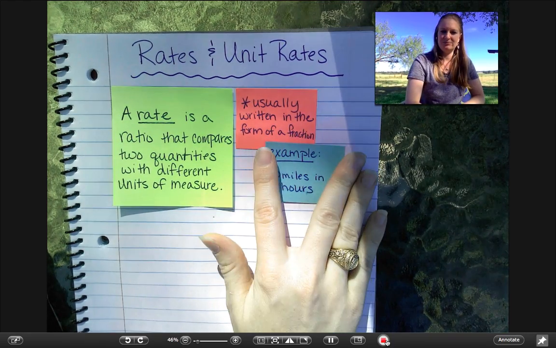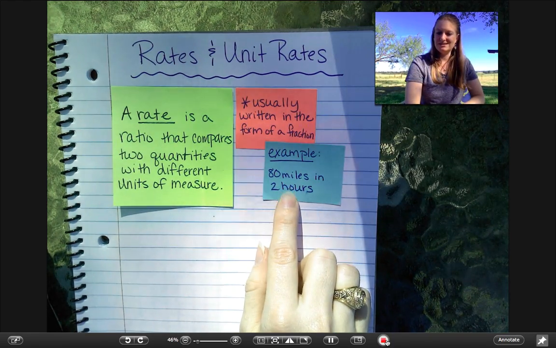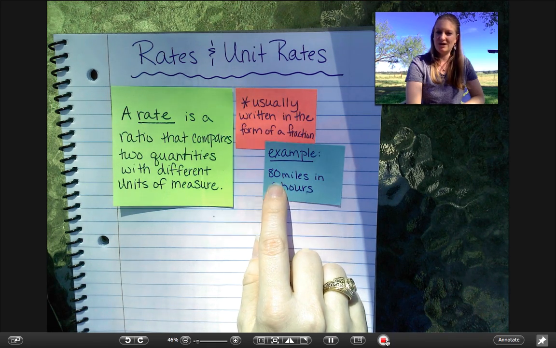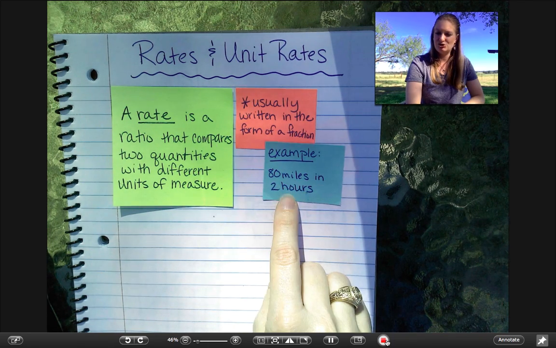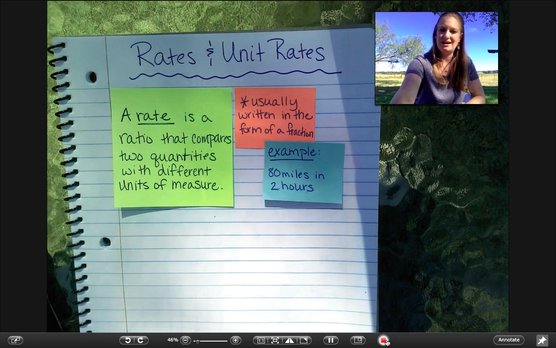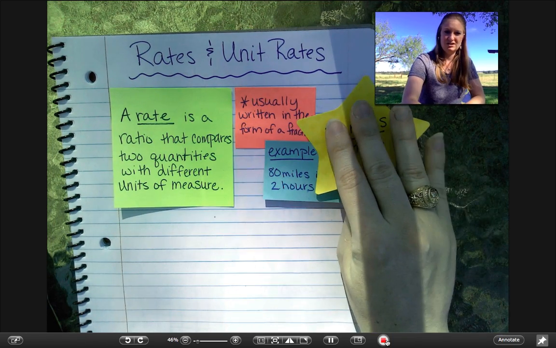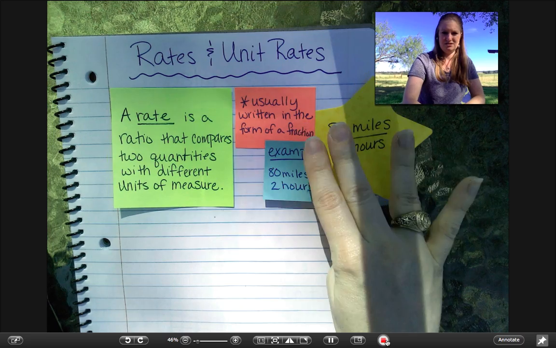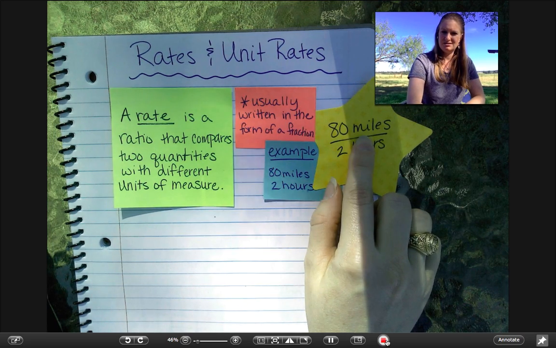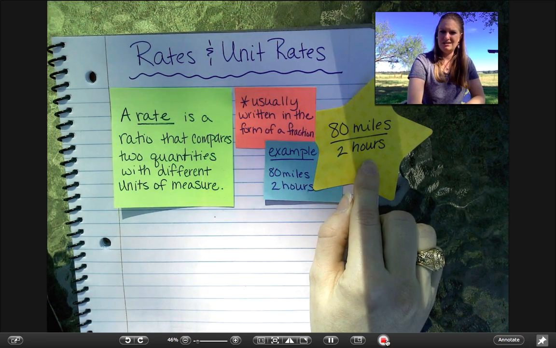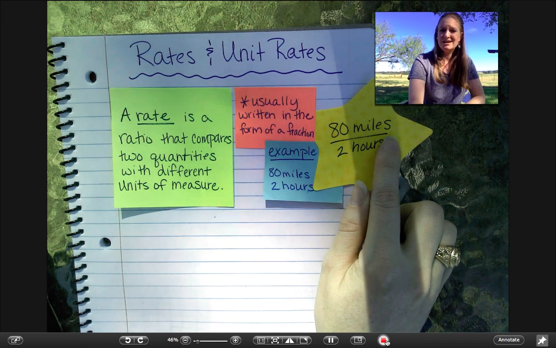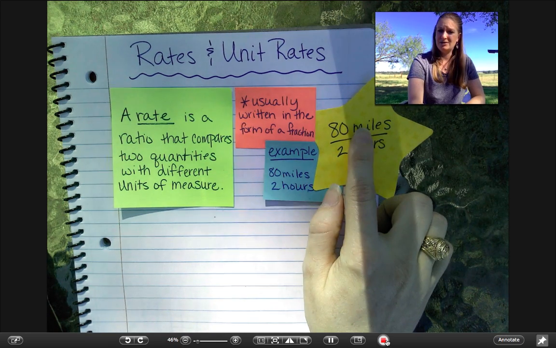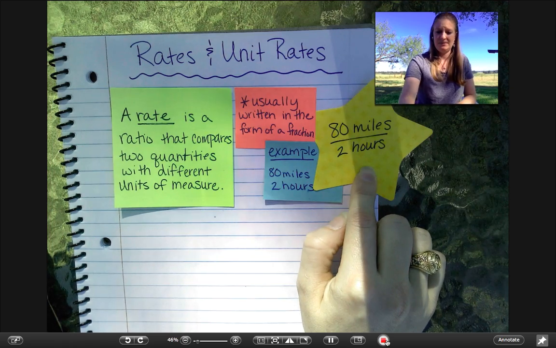Okay, so here's our example. 80 miles in 2 hours. So if we travel 80 miles and it takes us 2 hours, this is how we would write it as a ratio. We call it a rate, okay? 80 miles over 2 hours, okay? That line right there tells us that we are comparing miles to hours, okay?